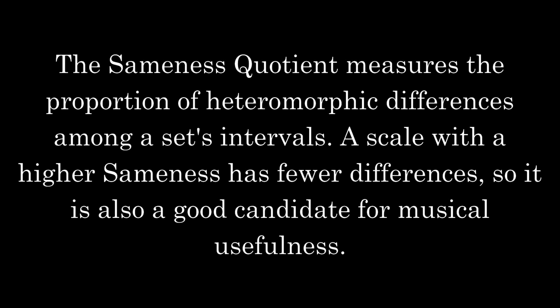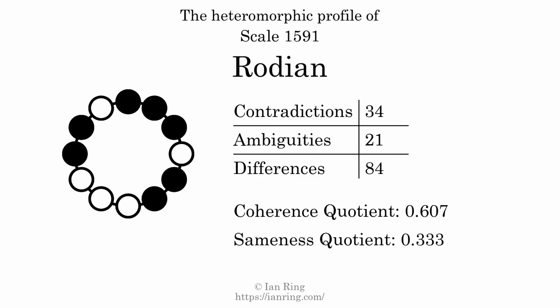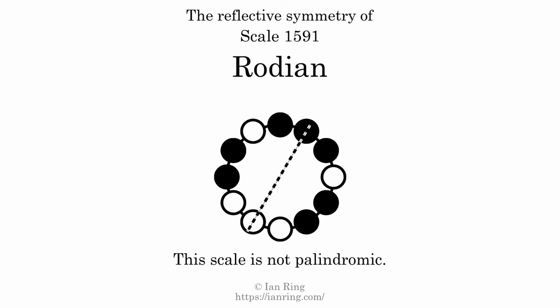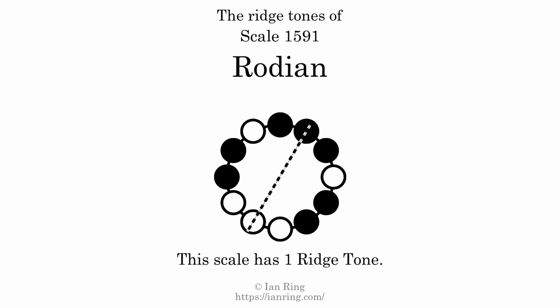The sameness quotient measures the proportion of heteromorphic differences among a set's intervals. A scale with a higher sameness has fewer differences, so it is also a good candidate for musical usefulness. The sameness quotient is 0.333. This scale has reflective symmetry across an axis positioned 1 semitone from the root. This scale has a different pattern of intervals ascending and descending, so it is not palindromic. This scale has 1 ridge tone.